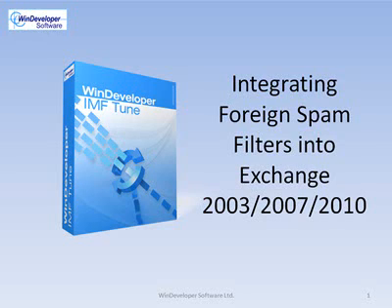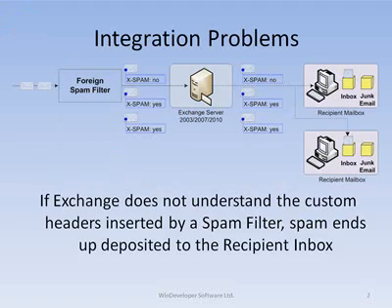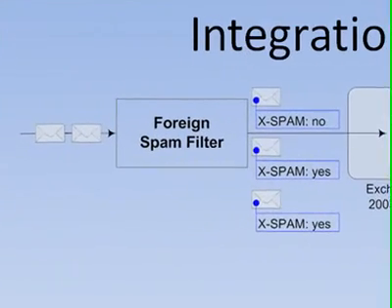Hi, in this video tutorial, we will see how foreign spam filters may be integrated into your Microsoft Exchange environment. Today, there is a wide choice of spam filtering solutions that lack Microsoft Exchange specific integration. One example is the open source SpamAssassin. There are many others, including those running on non-Windows platforms, on dedicated firewall appliances, and filters running at external service providers. Here is the type of setup we will be looking at.